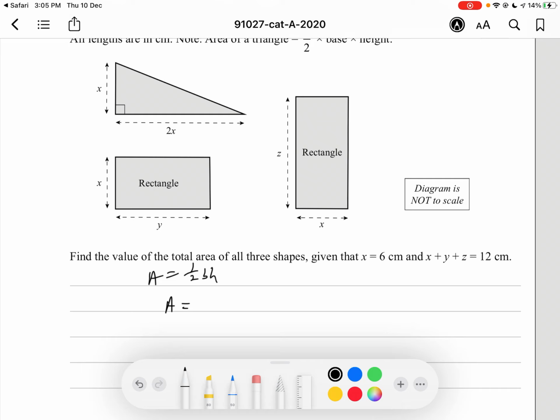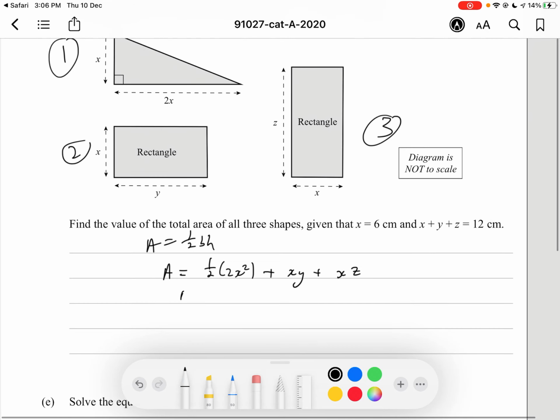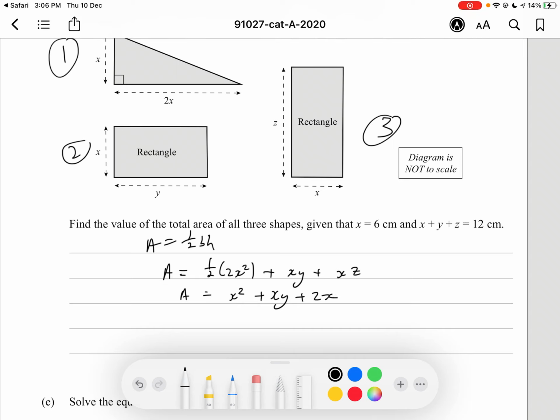So area equals, let's look at this triangle number 1, and we just label these triangles. Not all of them are triangles, but let's label this first triangle. So that's 1/2 of 2x squared, plus the area of rectangle 2, which is x times y, plus the area of rectangle 3, which is x times z. If we simplify this a little bit, we'll get area equals x squared plus xy plus zx.